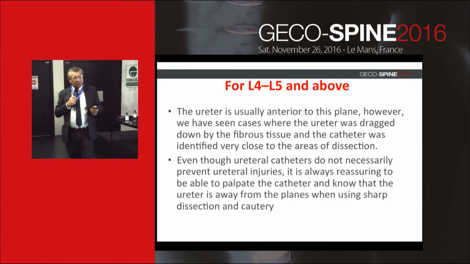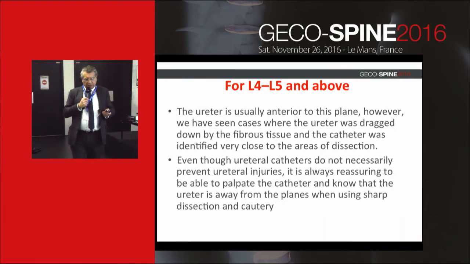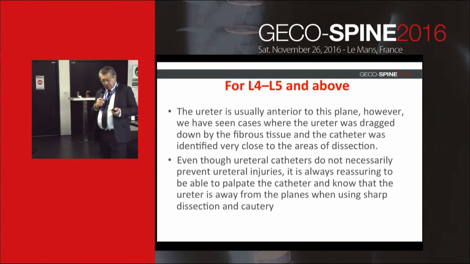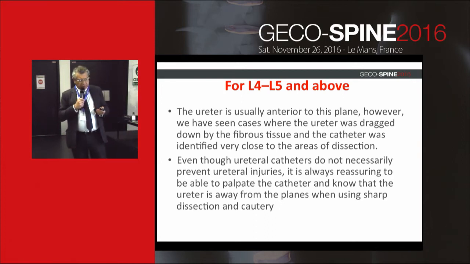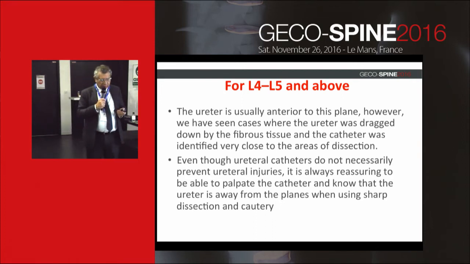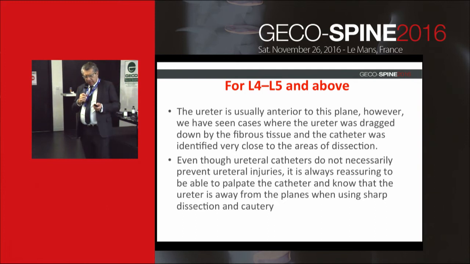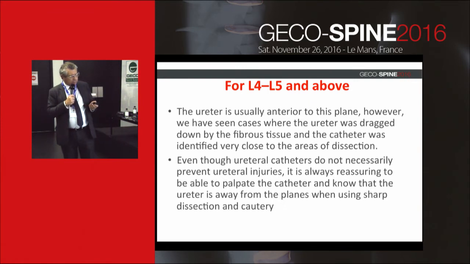In L4-5 and above, the ureter is usually anterior to this plane. However, we have seen cases where the ureter was dragged down by the fibrous tissue and the catheter was identified very close to the areas of dissection. Even though ureteral catheters do not necessarily prevent ureteral injuries, it is always reassuring to be able to palpate the catheter and know that the ureter is away from the planes when using sharp dissection and cautery.